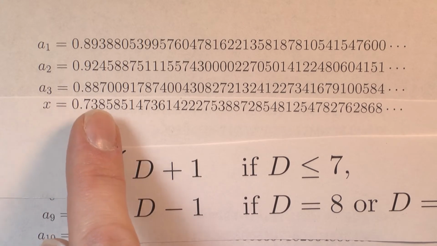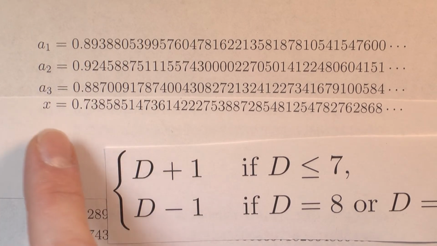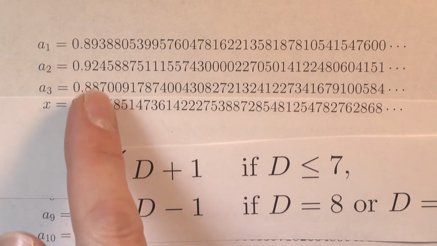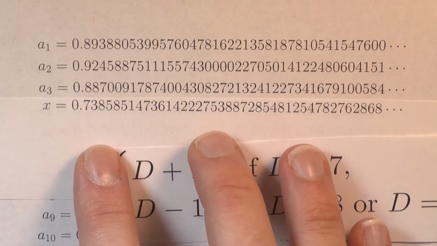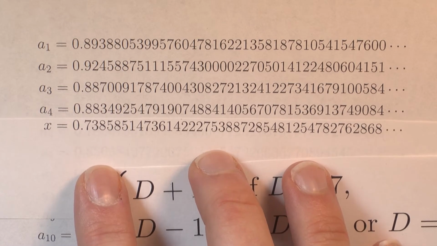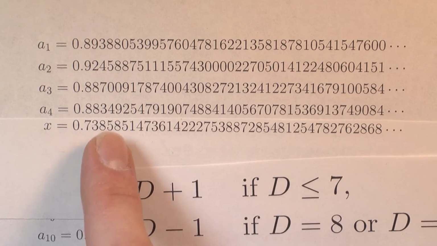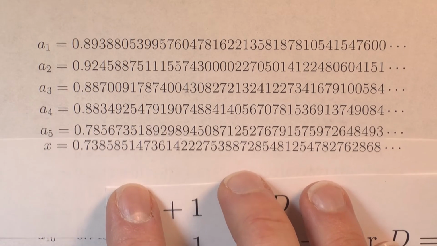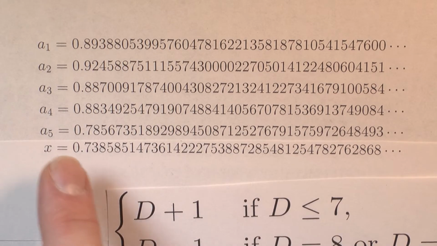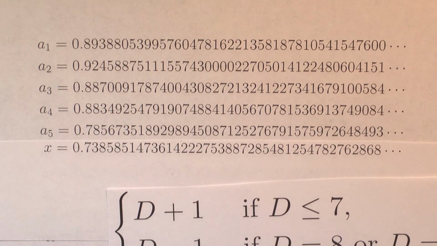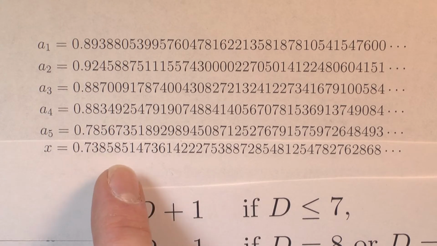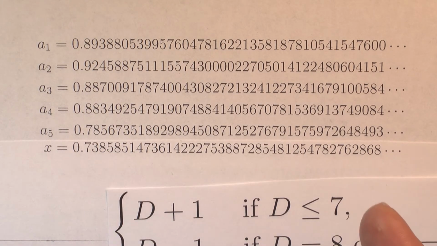Well, the third digit after the decimal point for a sub 3 is a 7, and the third digit after the decimal point for x is an 8, right? x and a sub 3 differ in the third place after the decimal point. Maybe x is a sub 4. Well, x and a sub 4 differ in the fourth place after the decimal point, right? The fourth digit here is a 4, and the fourth digit of x is a 5. Maybe x is a sub 5. Well, x and a sub 5 differ in the fifth digit after the decimal point. The fifth digit after the decimal point is a 7, but the fifth digit of x is an 8. So x can't be a sub 5.